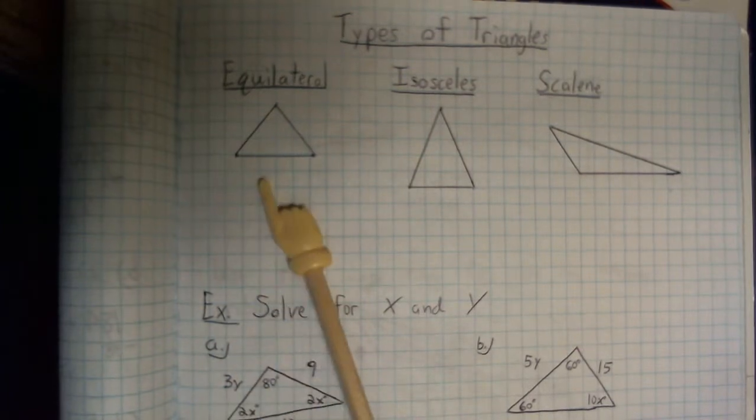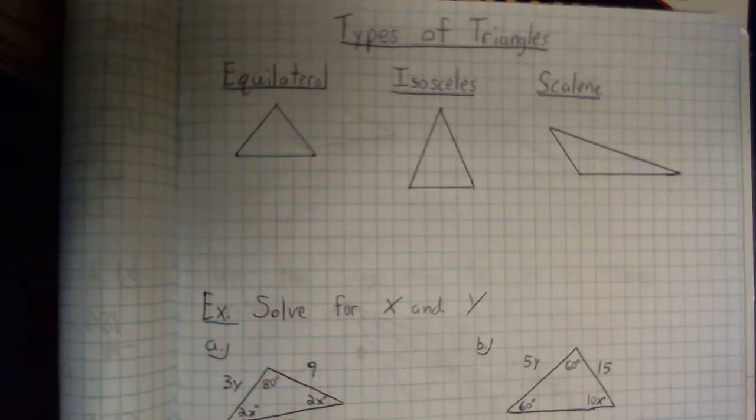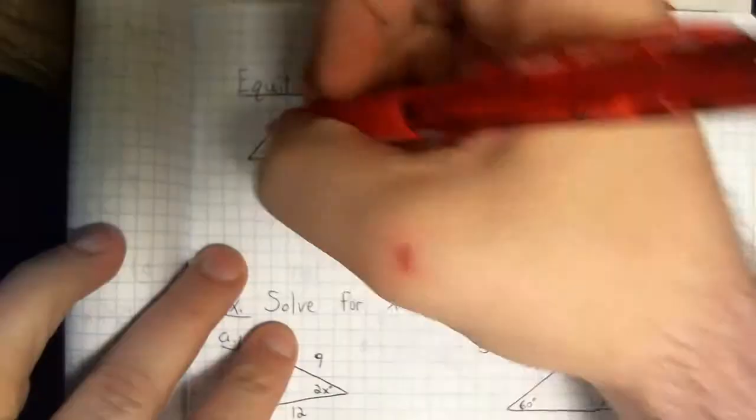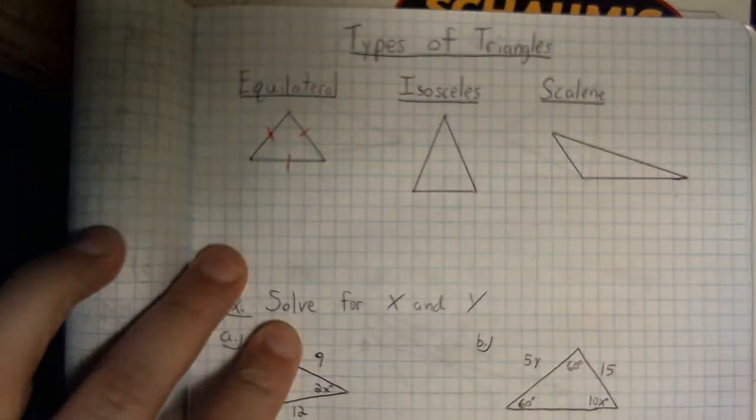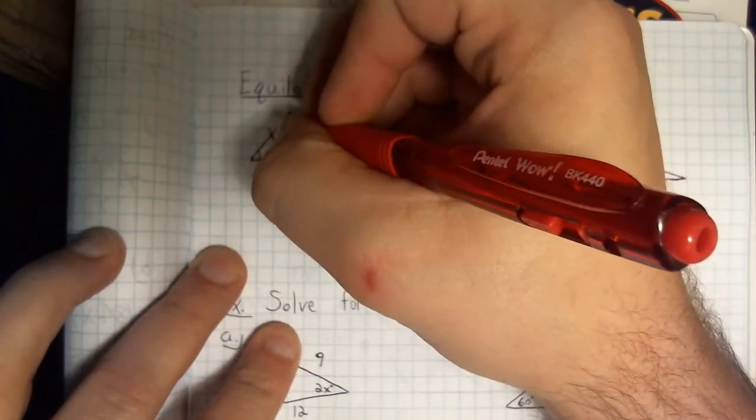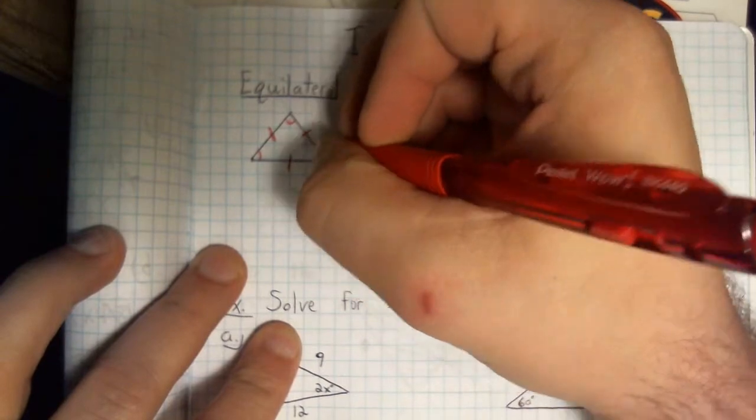Okay, first type that we're going to look at is something called an equilateral. Equilateral triangles are triangles that have all sides and all angles congruent. So we're going to mark these sides as all having the same length. And we also said that they're going to have all angles congruent.